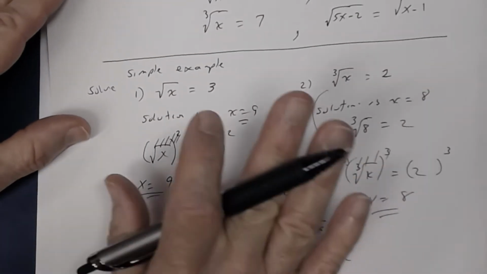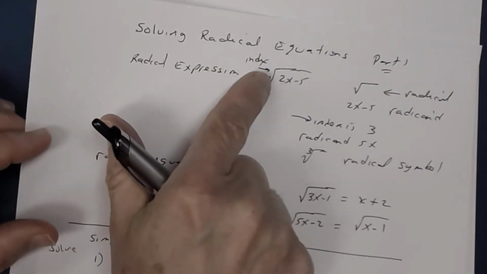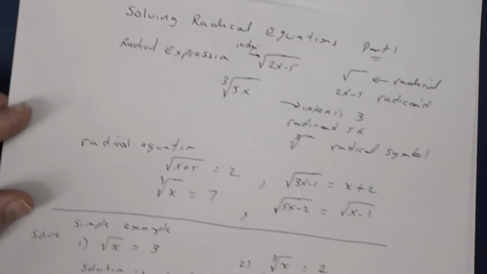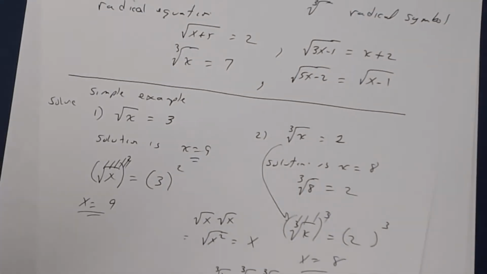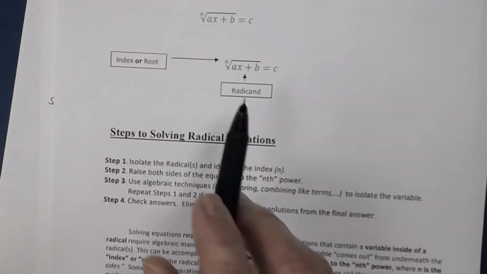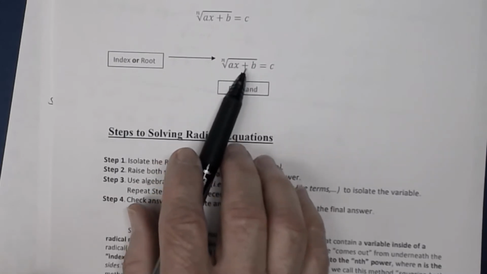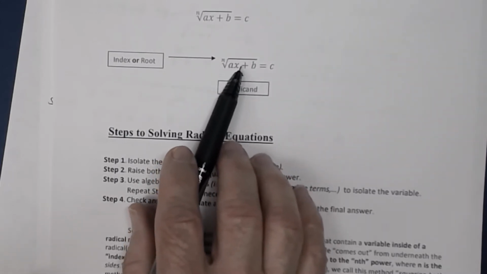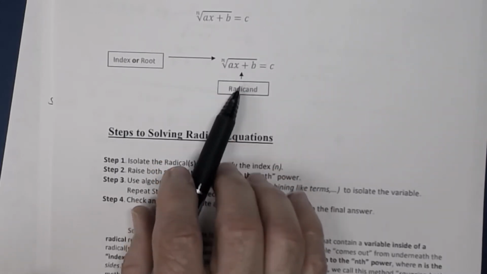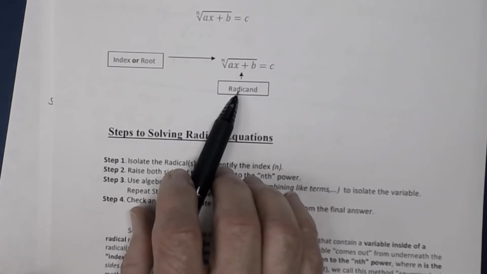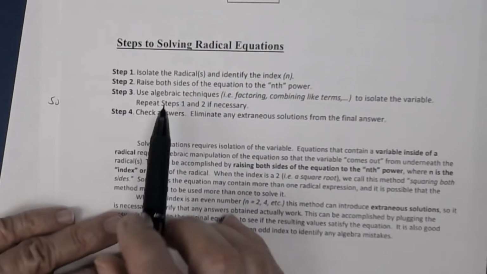All right, so that takes us to the steps to solving a radical equation. In this lesson, we're going to focus on square roots. So before we begin, just remember that your index is this root right here. The ax plus b, whatever's under the radical symbol, is your radicand. Keep that in mind. So here are the steps.